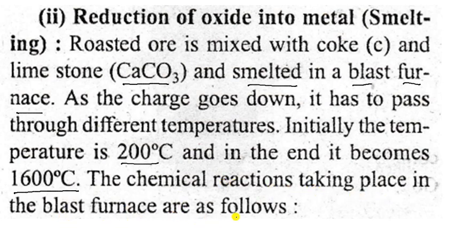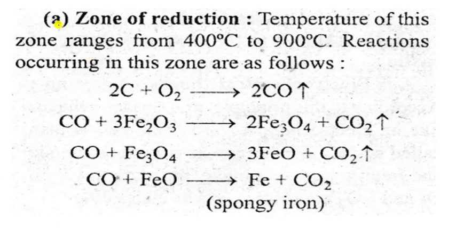Now the second step is reduction of oxide into metals. So melting: the roasted ore is mixed with coke and limestone, that is calcium carbonate, and melted in a blast furnace. So that is the important apparatus.